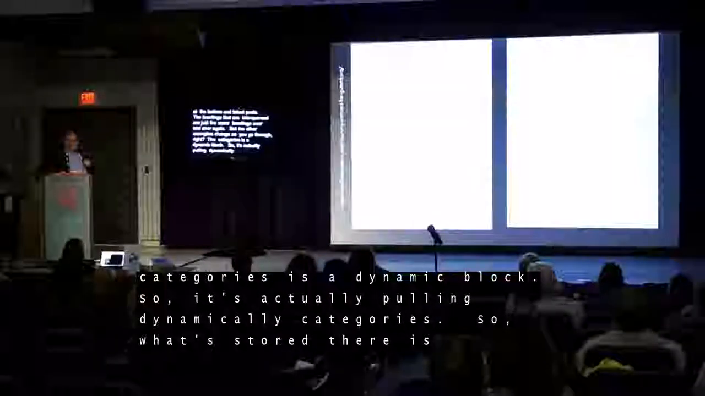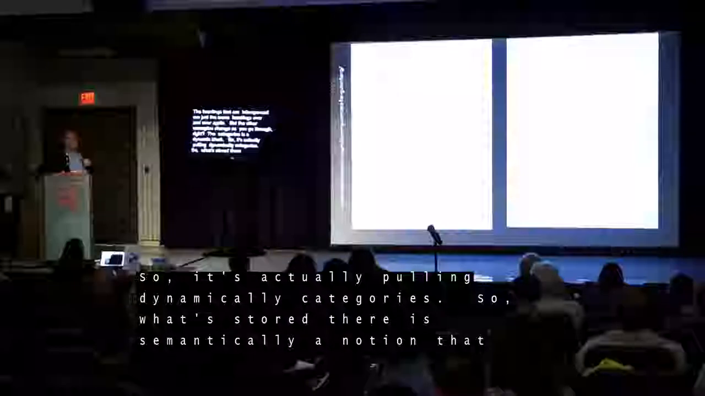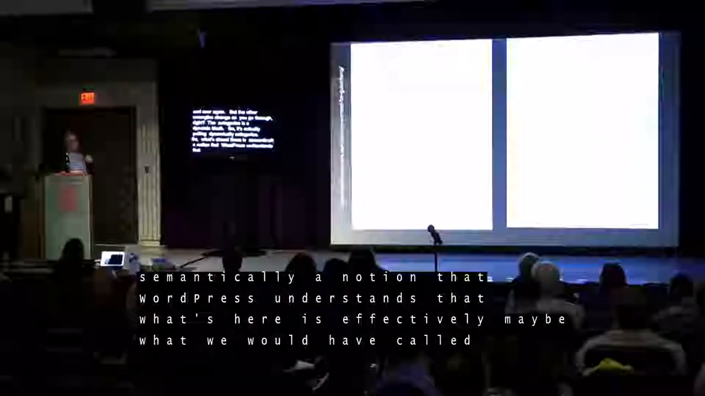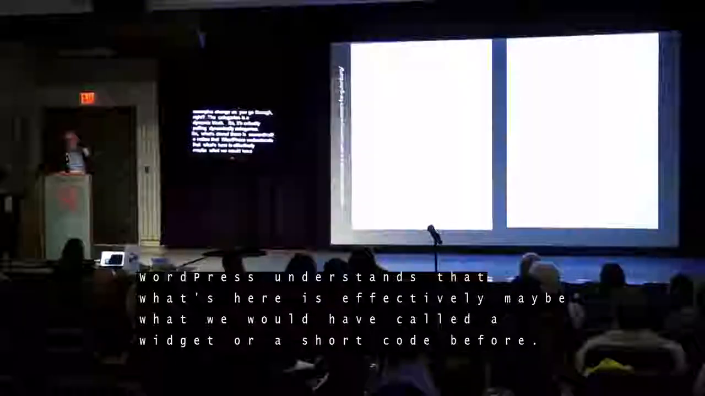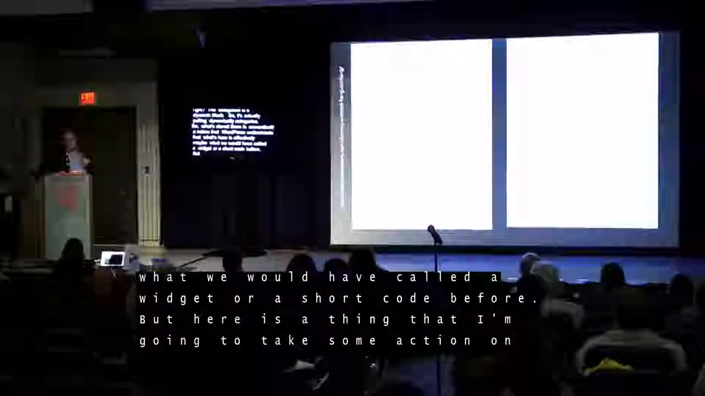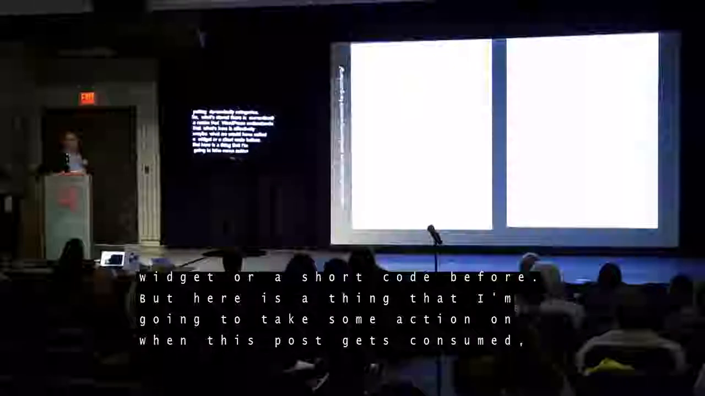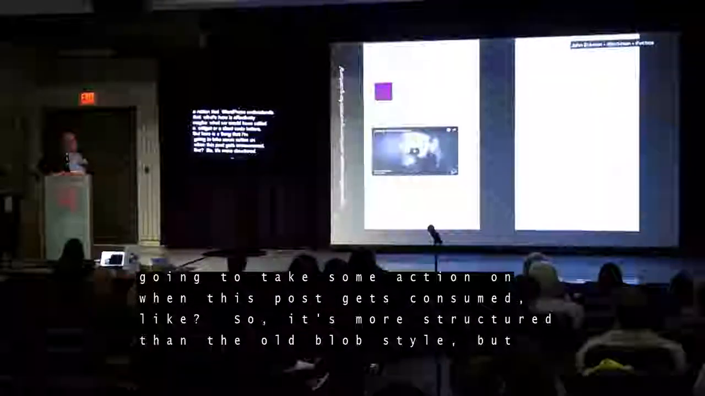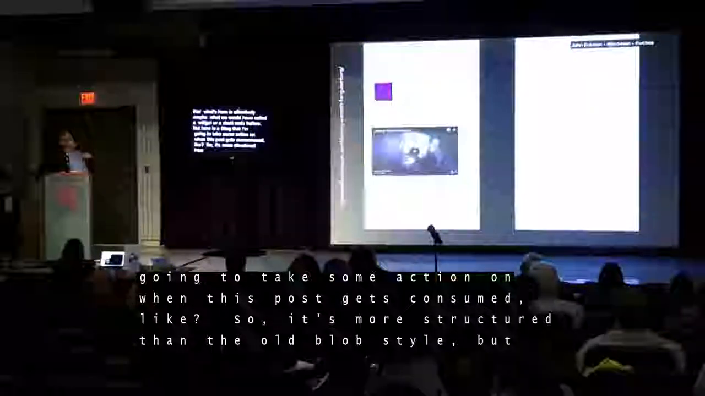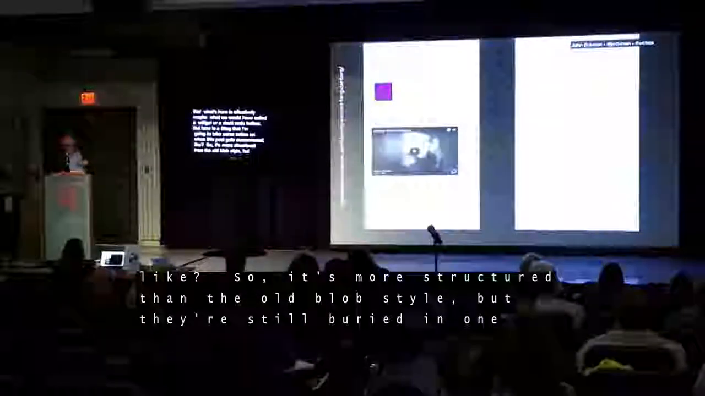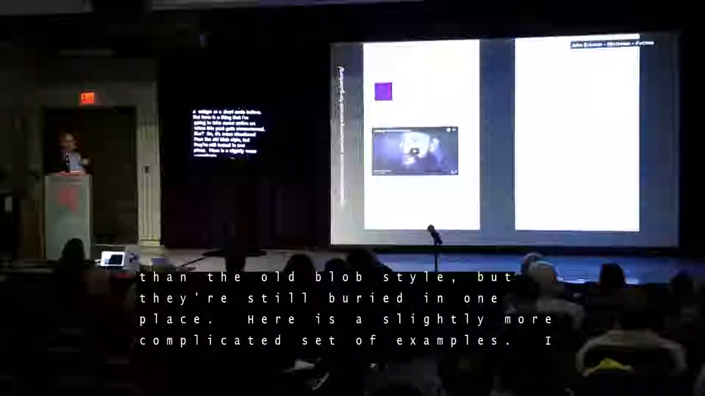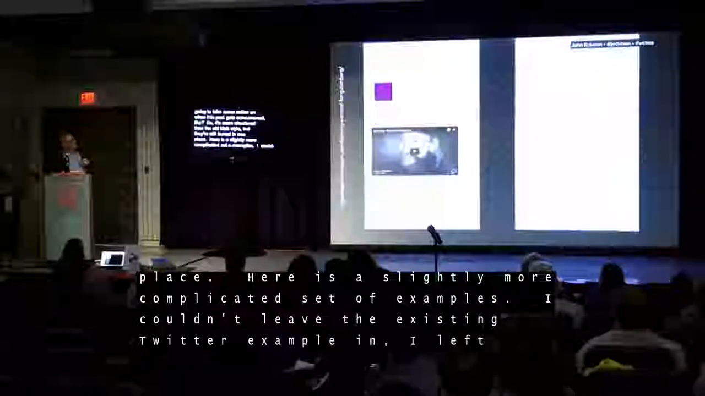So what's stored there is semantically a notion that WordPress understands that what's here is effectively maybe what we would have called a widget or a short code before. What's here is a thing that I'm going to take some action on when this post gets consumed, right? So it's more structured than the old blob style, but it's still kind of, they're all buried in one place. Here's a slightly more complicated set of examples. I couldn't leave the existing Twitter example in, so I had to add my own at the top, but I left all the other content the same.